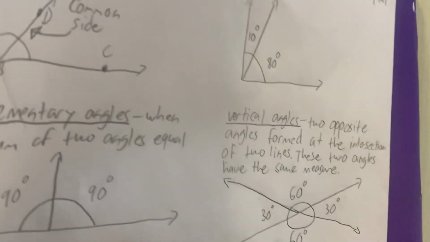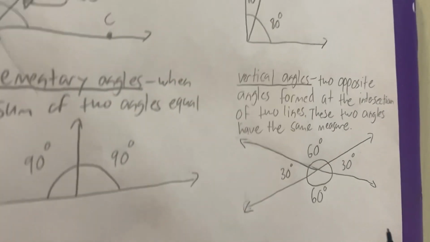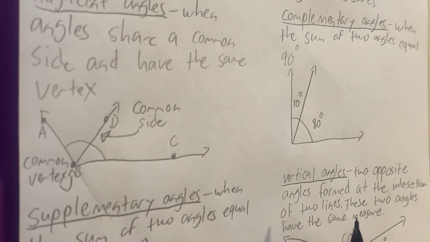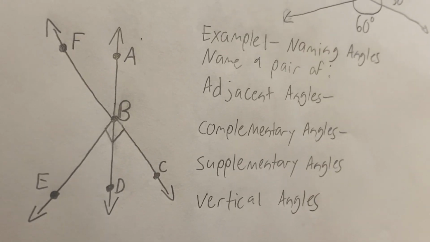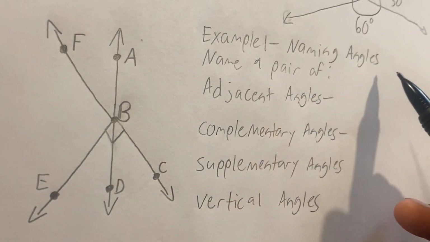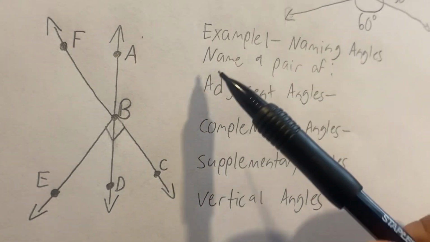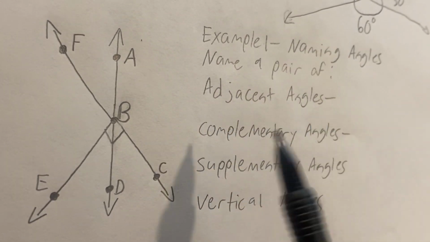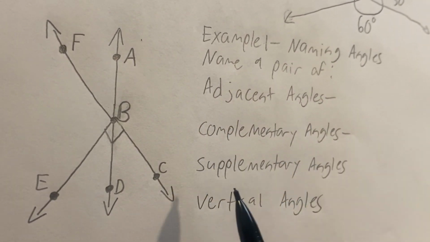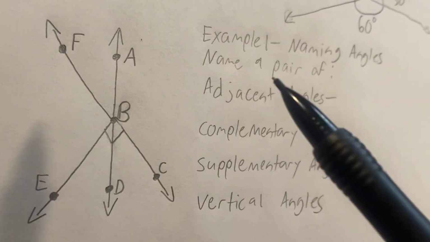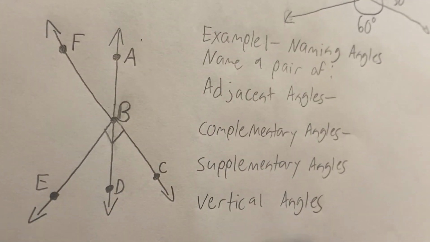So make sure you guys have all 4 of these angles written down in your notebook, because it's going to be key in helping you with your homework. Okay, let's continue. So for our first example, we're going to be naming angles. So the first thing I want you to do is draw this figure and then write down our directions. We're going to name a pair of adjacent angles, complementary angles, supplementary angles, and also vertical angles. So I want you to write all this, pause it with whatever you need to do, write all this, and then come back when you're done.